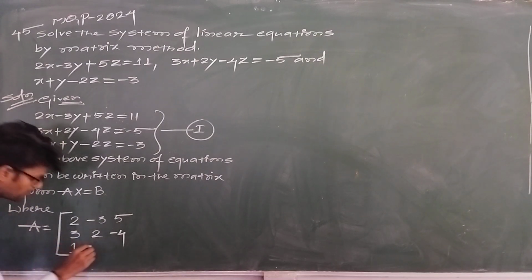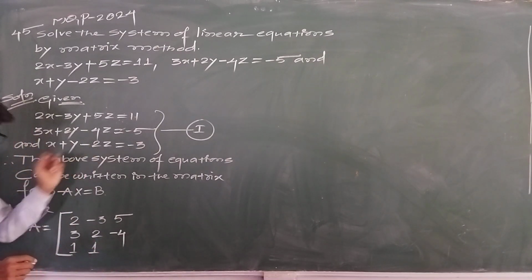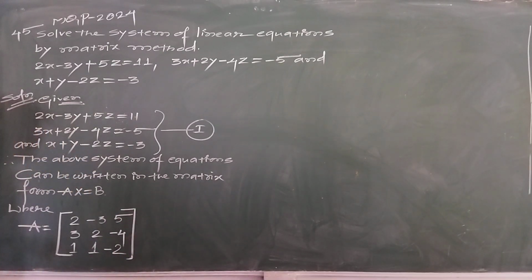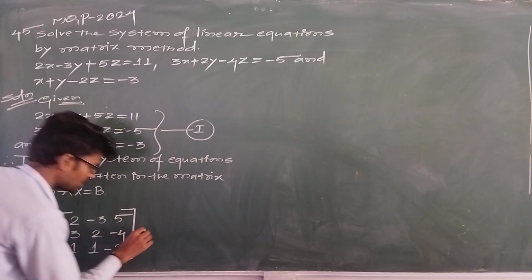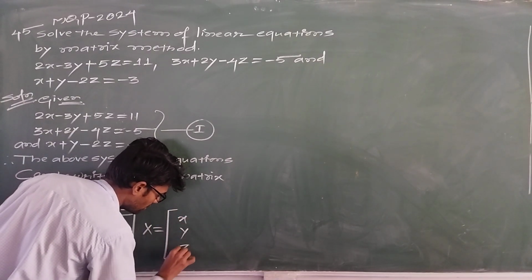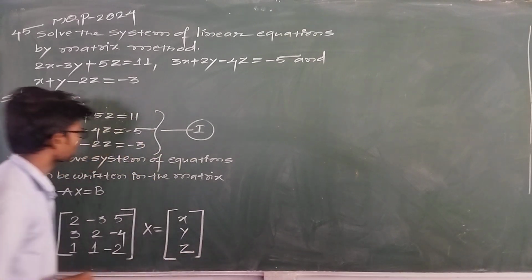Next, here we are having a plus 1. And here the coefficient of z is minus 2. So this is the A matrix. Next, write the unknown. X is nothing but the matrix of unknowns, and its values are x, y, z.